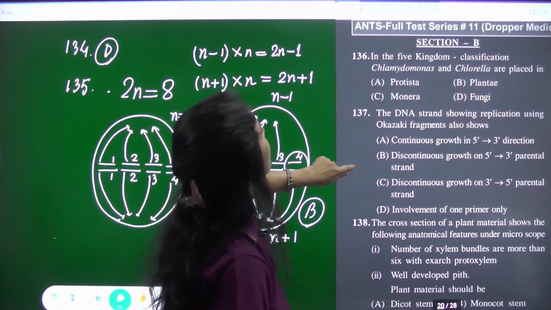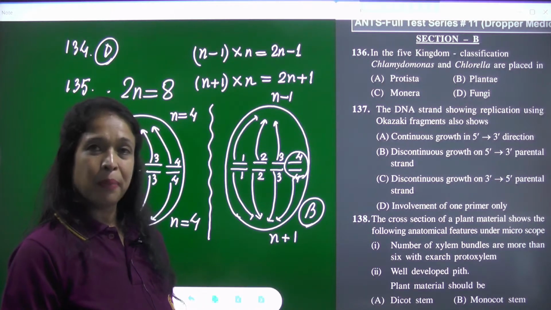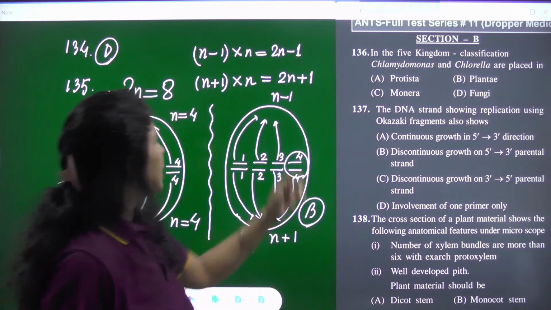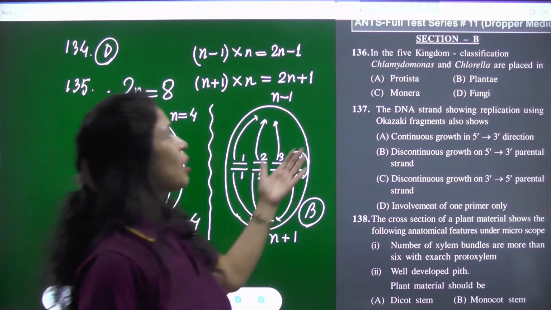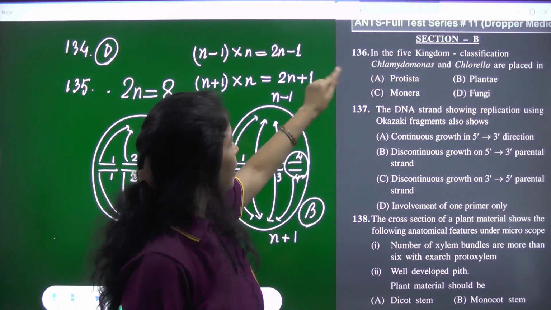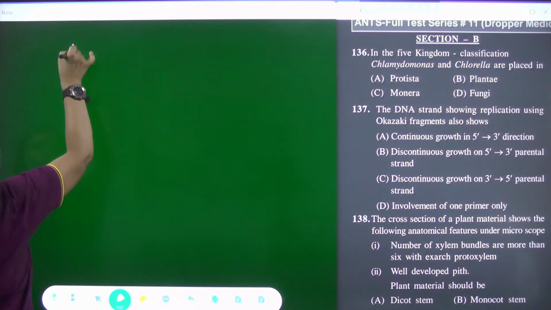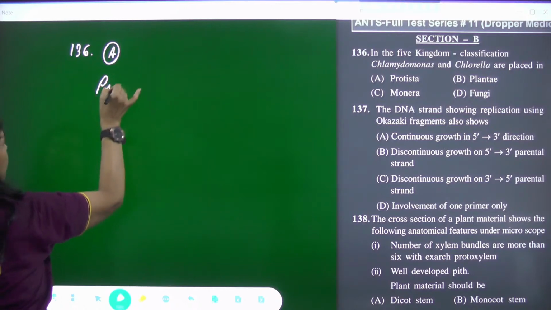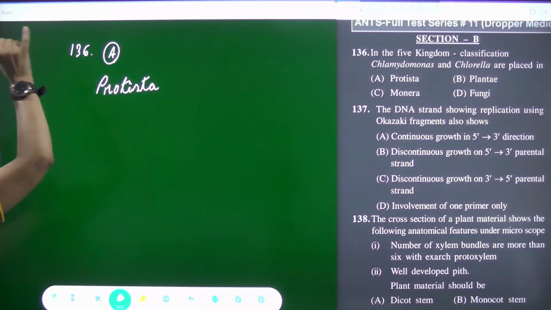Yes students, now we have reached section B. All questions are not mandatory, but we will give the solutions for each and every question. So let's start with question number 136. In the 5 kingdom system of classification, Chlamydomonas and Chlorella are placed in kingdom Protista, right? So what is the answer for 136? A. Okay, Chlamydomonas and Chlorella are unicellular organisms, all placed in kingdom Protista.